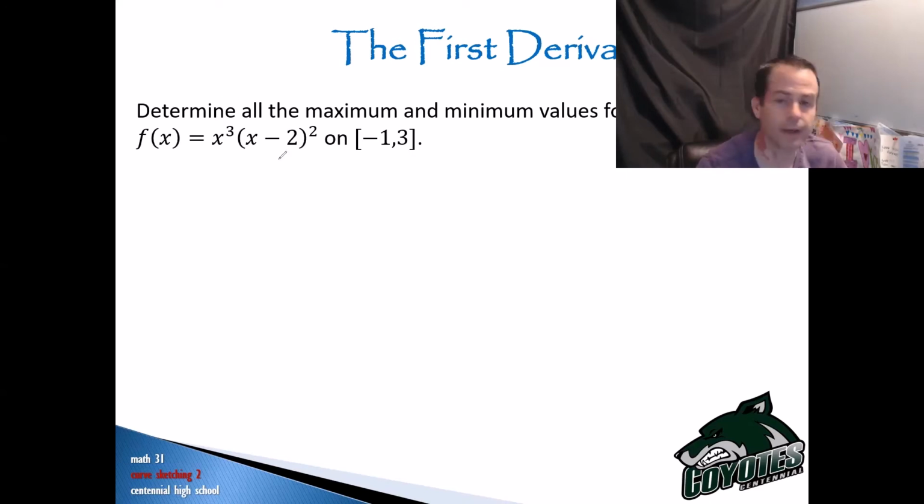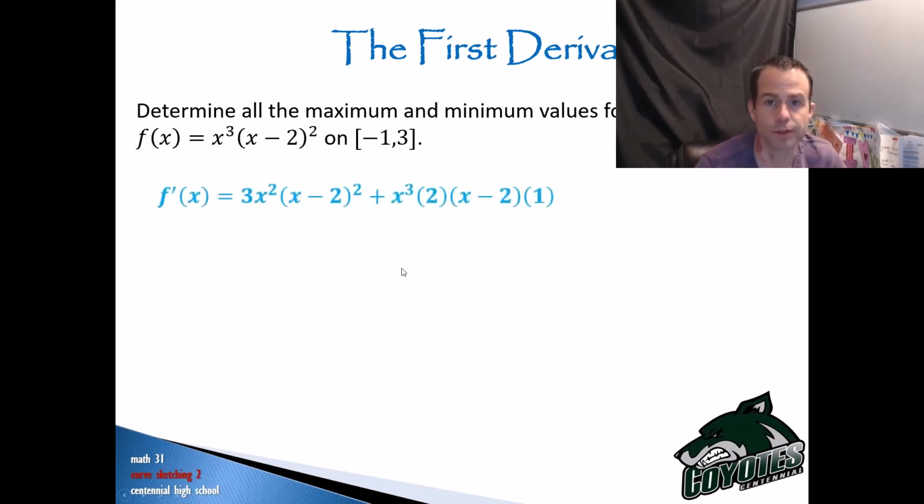So derivative of f will be 3x squared times g, (x minus 2) all squared. Then I'll go plus f, x cubed, times the derivative of g. Now the derivative of g would be the product rule, or sorry, the power rule. So I got 2 times (x minus 2) to the 1 times the derivative of the inside function, which happens to just be 1 for this one.